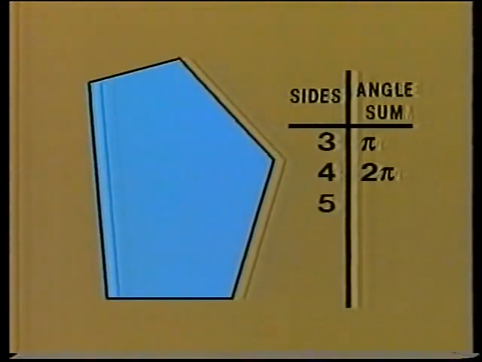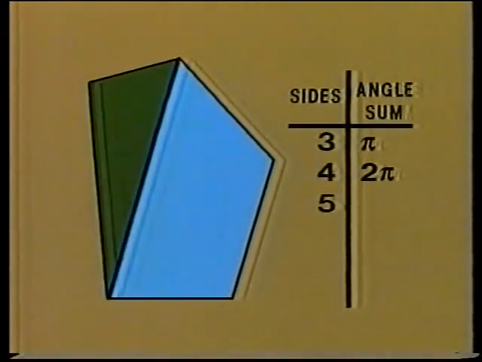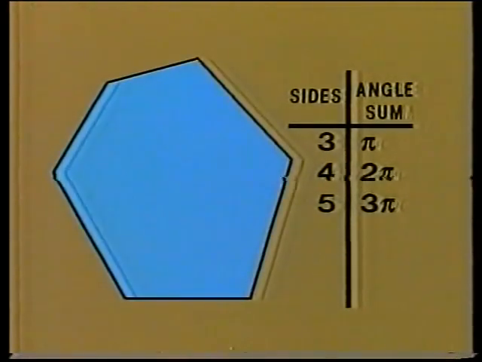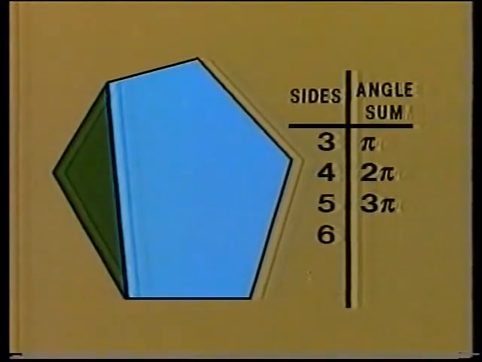When the number of sides is 5, again, there's an extra triangle. So the sum of the angles is the result for 4, that is 2 pi, plus pi for the extra triangle. In other words, 3 pi. And it's the same for 6 sides. It's a pentagon with an extra triangle. So the angle sum is 3 pi for the pentagon with an extra pi. 4 pi altogether.